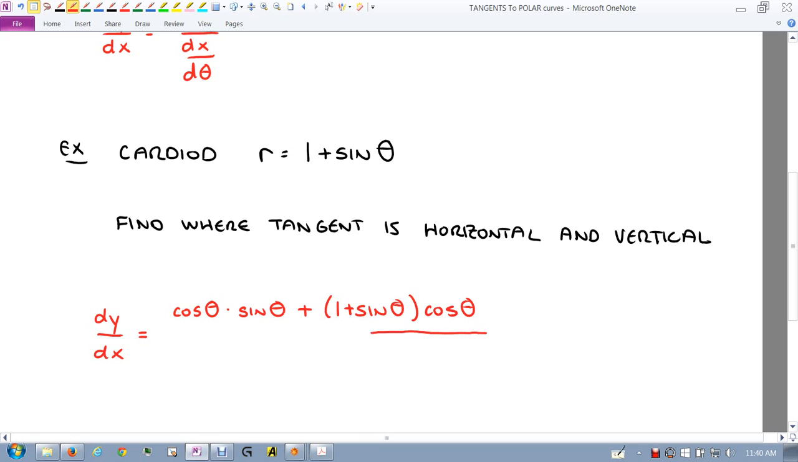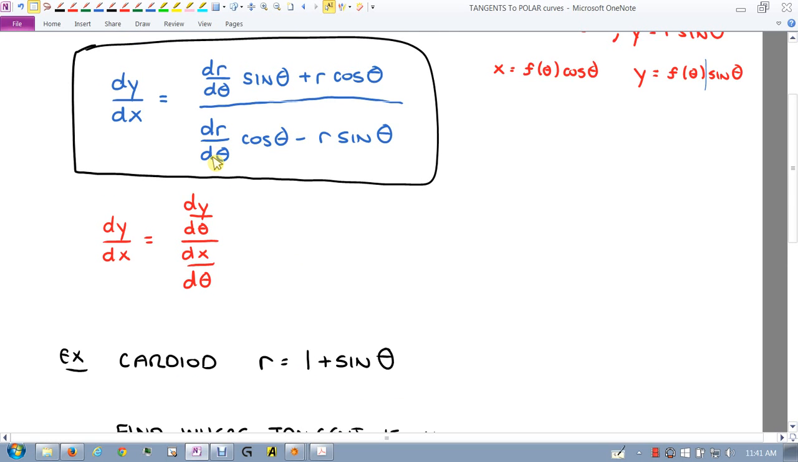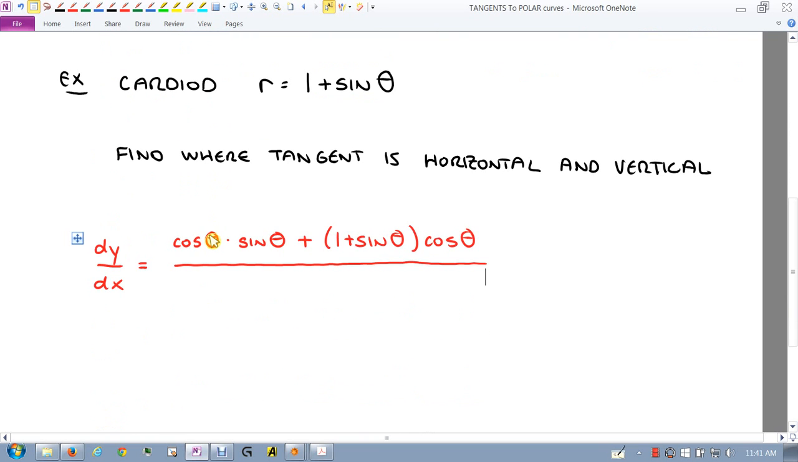All over. So you're doing dr d theta, right? Which was the same thing we had before. Cosine theta. But then times what? Cosine theta again. Minus, right? Minus what? R, which is 1 plus sine theta times sine theta.